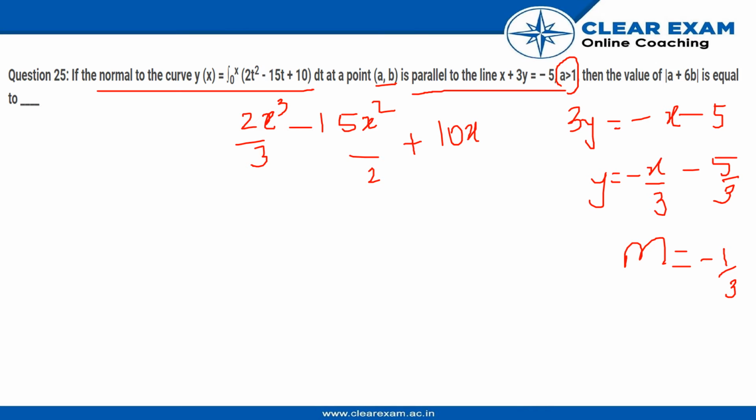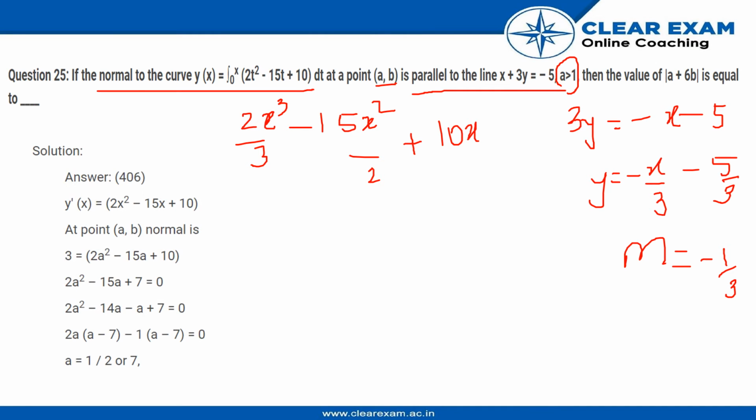We know when we differentiate a curve we get a family of lines. So once we differentiate this curve, we have this equation again, because 2x cube by 3 when we differentiate we get 2x square, 15x square by 2 when we differentiate we get 15x, and 10x when we differentiate we get 10. And we know that there is a normal at the point a comma b. So we put the point a comma b in this equation to get the line equation.